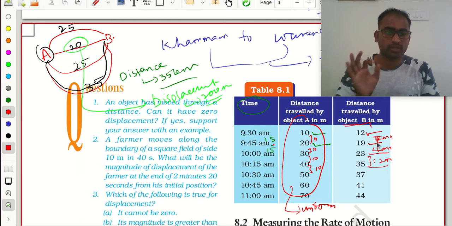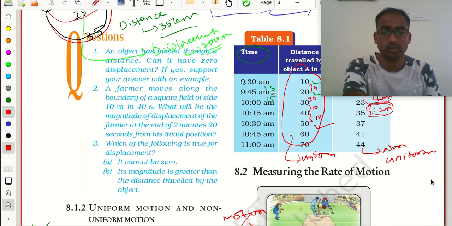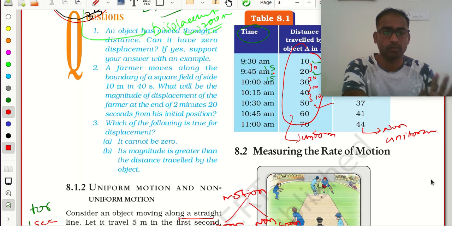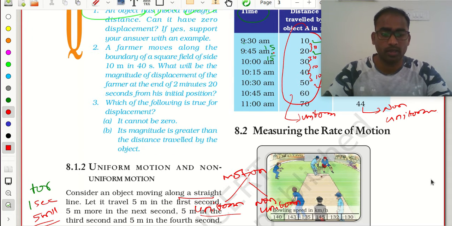So you just observe here that these differences are varying. So we can say this is a non-uniform motion. This is uniform, and this is non-uniform. Now you understood what a uniform and non-uniform motion is. Yes, sir. Now I will say one more example.